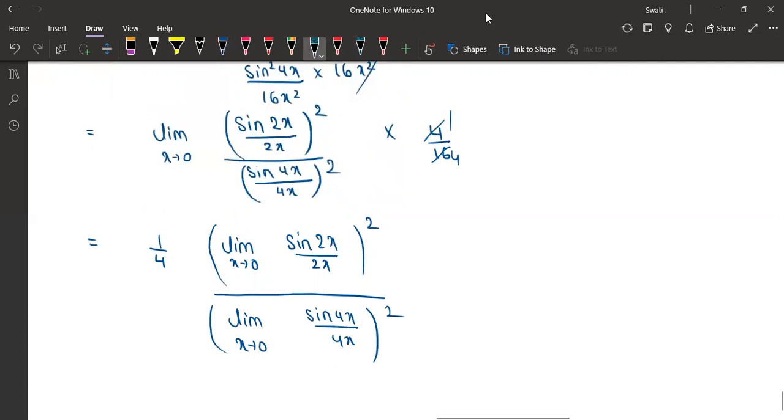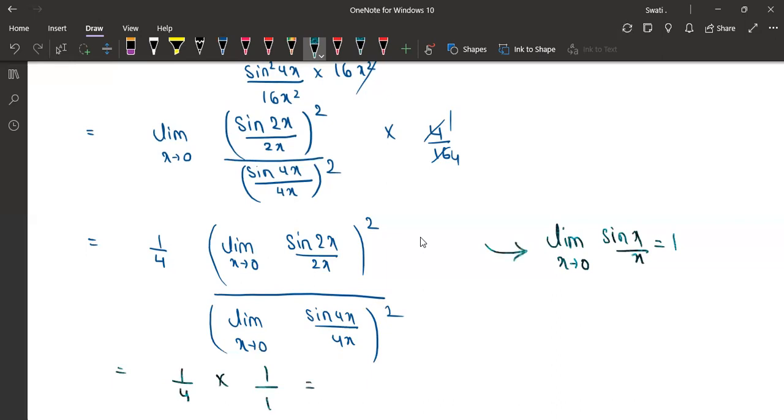There is a formula, and the formula is limit x tends to 0, sine x upon x will be equal to 1. So here it says limit x tends to 0, sine 2x. Even if you put 0 here, it will be sine 0, right? So this actually is in this form. So using this formula, we can write directly that the value of the numerator will be 1 square, that is 1 only, and the value of the denominator is also 1 square, that is 1 only. So therefore, the answer is 1 upon 4. So this is the answer.